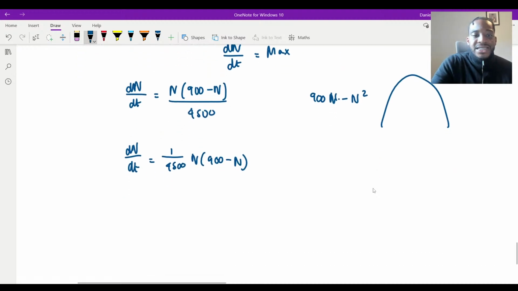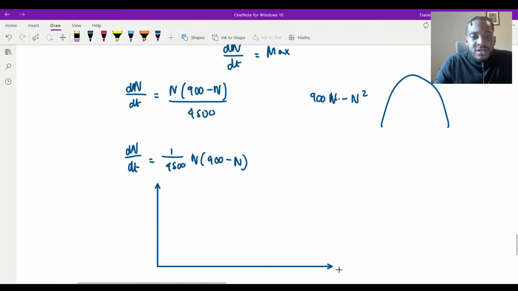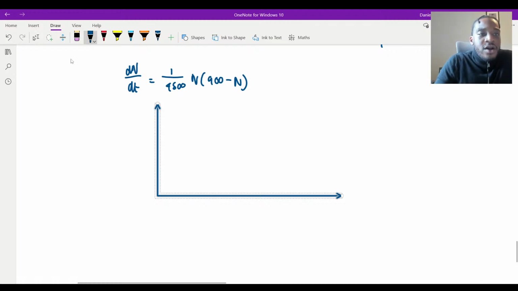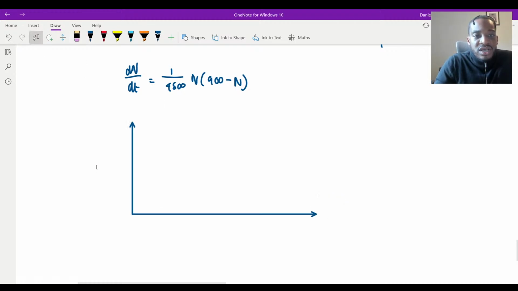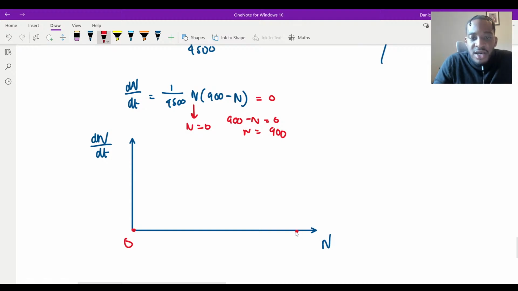So if I want to sketch this, let me get an axis going. I'm going to call the vertical axis dN/dt, and this is going to be N. Well, this is quadratic. We know that the roots are going to be when it's 0. So if this is equal to 0, N is going to equal 0 there, so I'm going to put 0 there. And then 900 minus N is equal to 0, which means that N is equal to 900. So the two roots of this quadratic are going to be 0 and 900. And we know that it's upside down, so it's going to go like that.